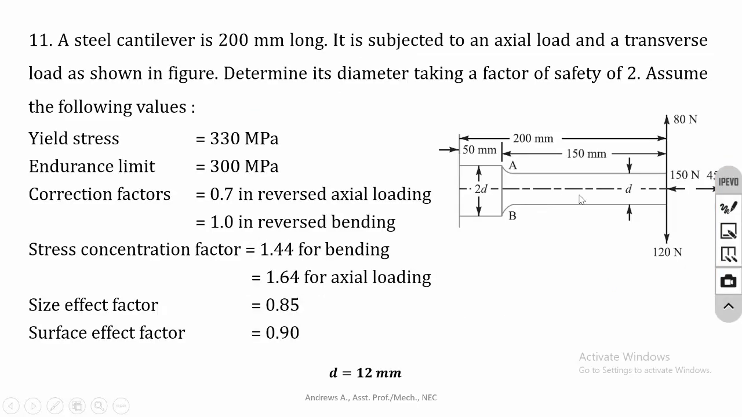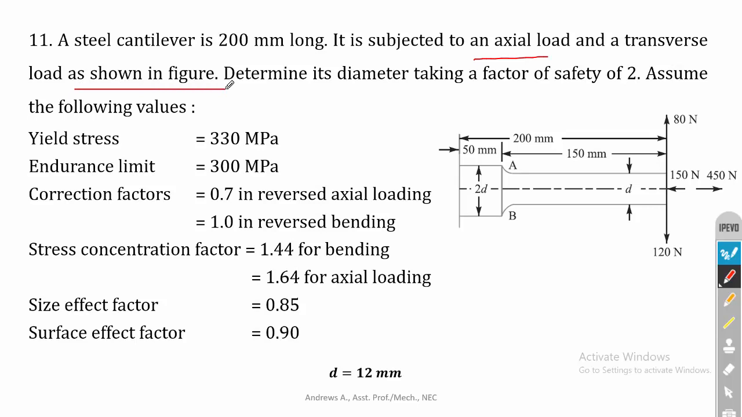Now the tutorial problem. A steel cantilever is 200 mm long, and is subjected to an axial and a transverse load as shown in the figure. Determine its diameter taking a factor of safety of 2. So n is given. Assume the following values. Yield stress is given, so sigma y is directly given. Endurance limit is given, so sigma minus 1 is given. The correction factors are the load correction factors.